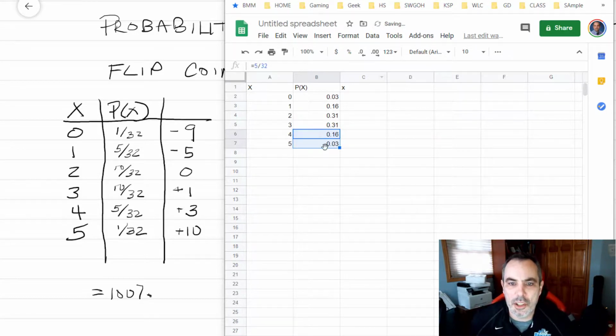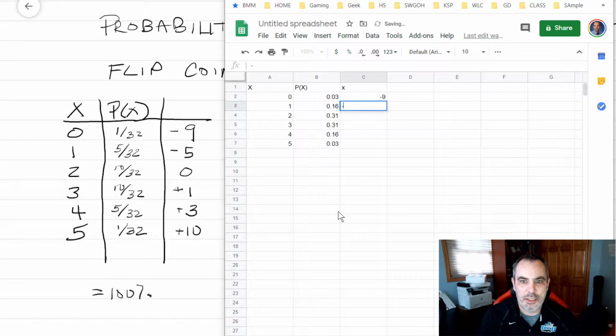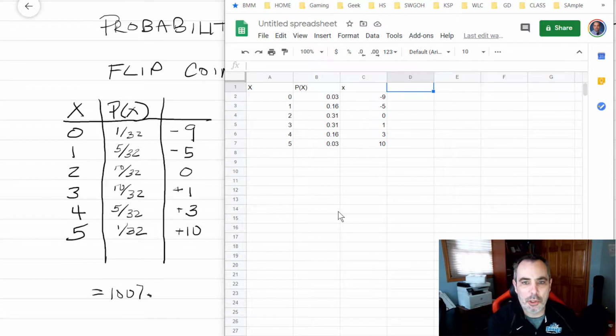So I changed these all to actual numbers by simply typing in the function of equals. Now I'm going to put in the value for this. This is -$9, -$5, 0, 1, 3, and 10. And so you can see what's happening here. I'm going to do this manually. I'm also going to do a shortcut for it as well.